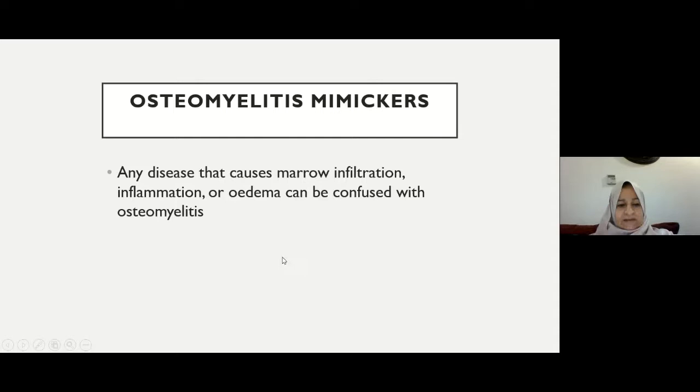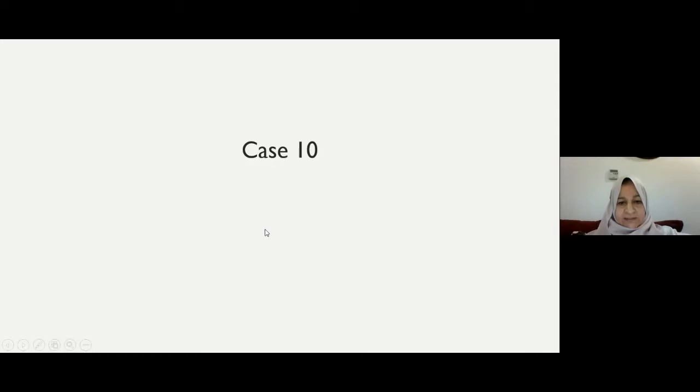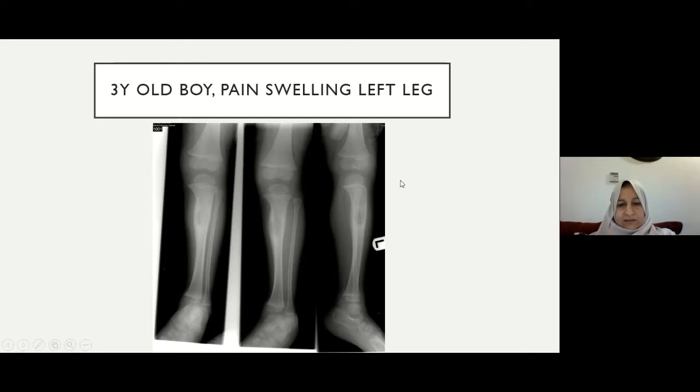Now, can it be anything else other than osteomyelitis? Yes, any disease that can cause marrow infiltration or inflammation can be confused with osteomyelitis. Our next 4 cases will show you some of the differential diagnosis. In these cases, you will receive a request saying a 3-year-old boy having pain and swelling in the right leg, osteomyelitis or tumor. And if you report osteomyelitis, the patient will go directly for surgery. And if the report comes back with tumor, he will go for biopsy and be dealt with accordingly.